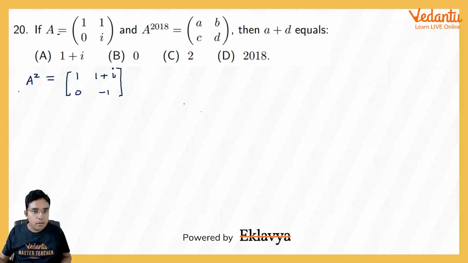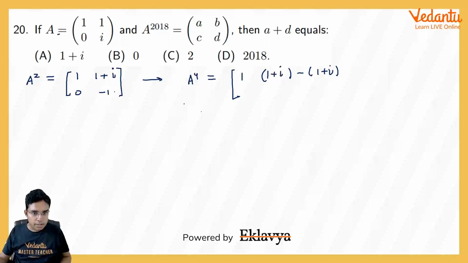Okay, now from this A square, if I try to find what my A power 4 will be, please see. A power 4, if I do first row, first column, I'll get 1 here. First row, second column, we will be getting 1 plus iota multiplied with this, and this multiplied with this. I think we are getting this to be 0.